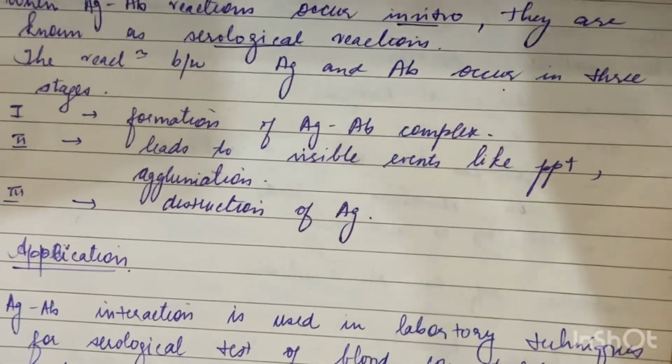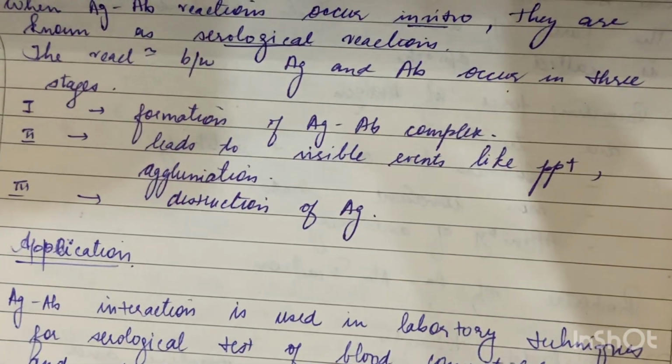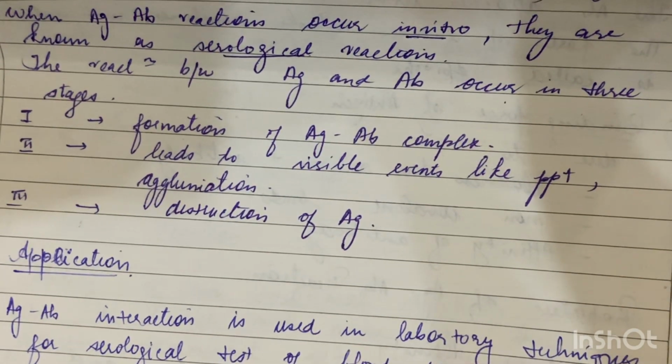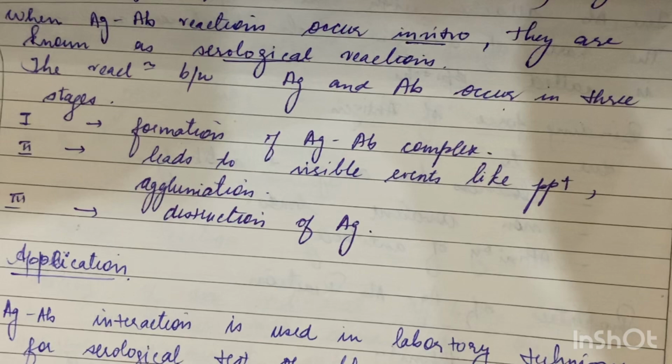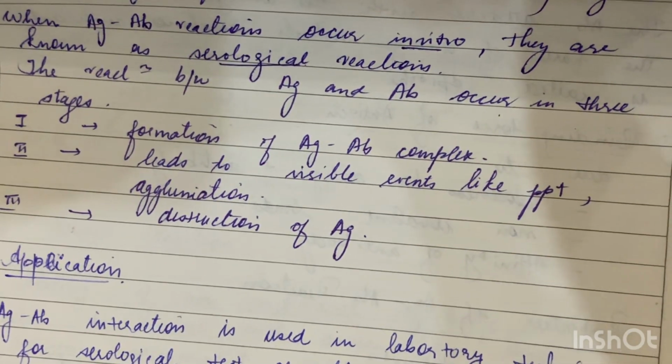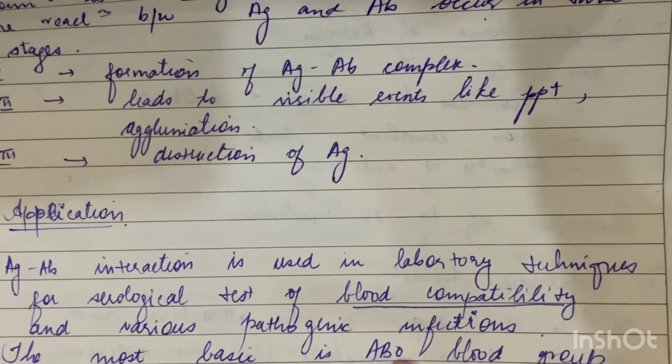Now we'll look at the applications. Antigen antibody interaction is used in laboratory techniques for serological tests, that is for blood compatibility, and they are the basics in the ABO blood group determination. Antigen antibodies.